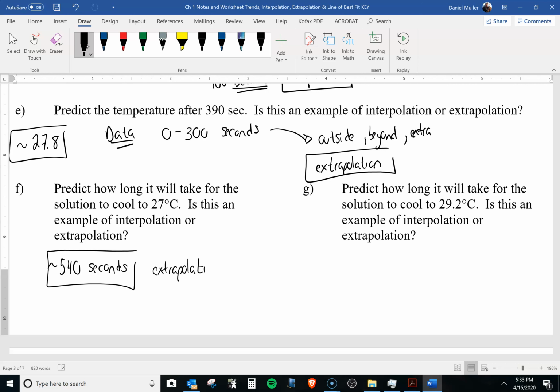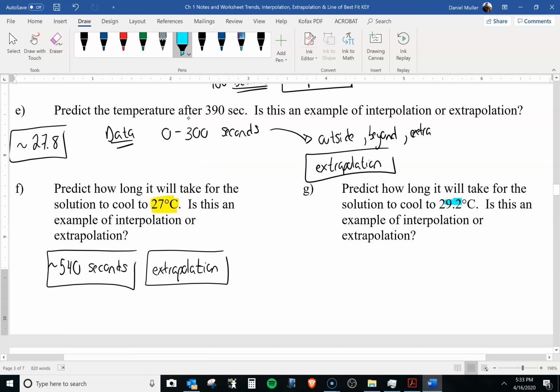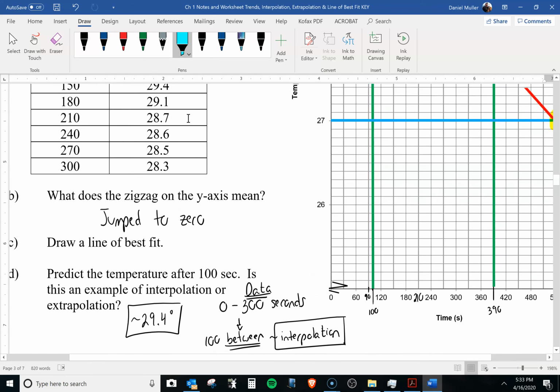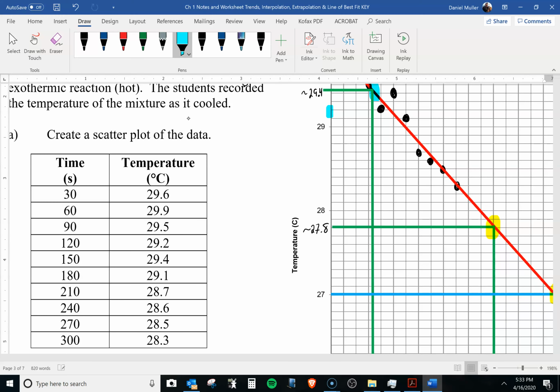I realize this video is really long. There's only one example basically for the whole unit, for the whole chapter, and then after that, there's 3 questions for you to try. So now we predicted 27, and now we're going to be predicting 29.2. So how long will it take to reach 29.2 degrees? So I need to go up to 29.2. So here's 29.2. I'm going to draw a line and then go down here and see if I can figure out how long this will take.